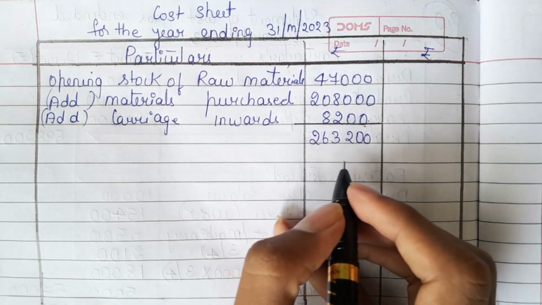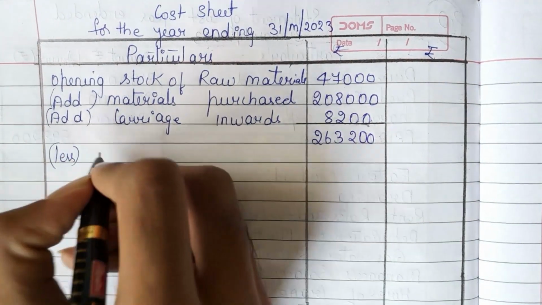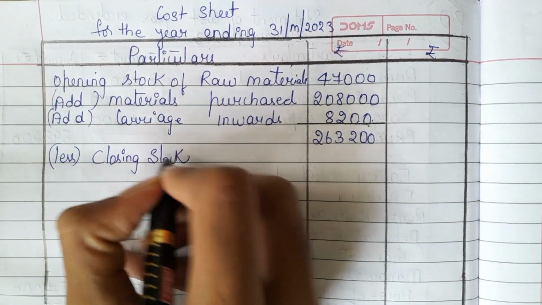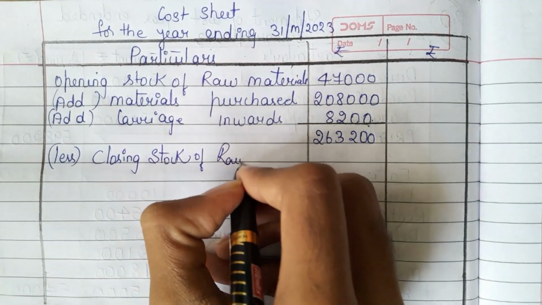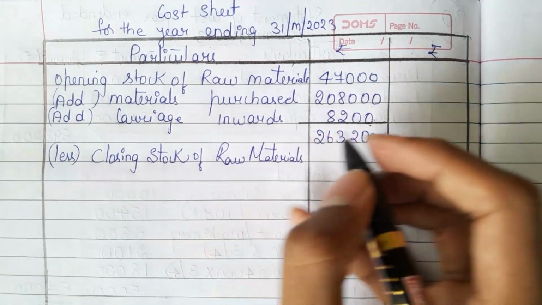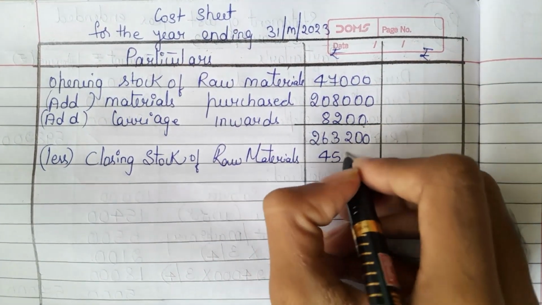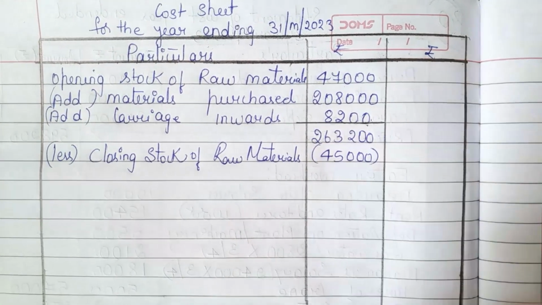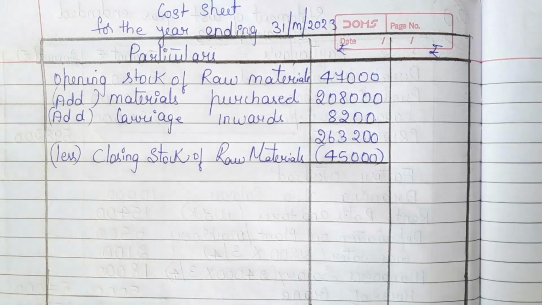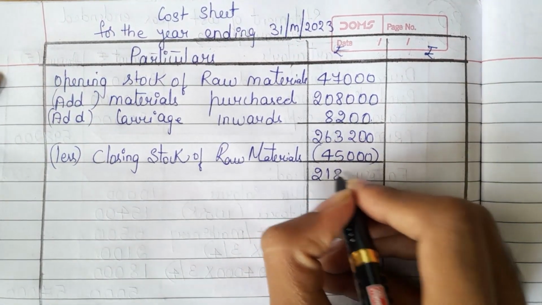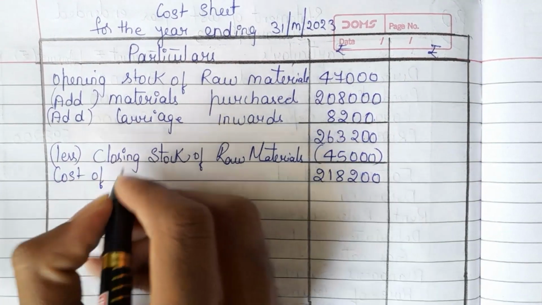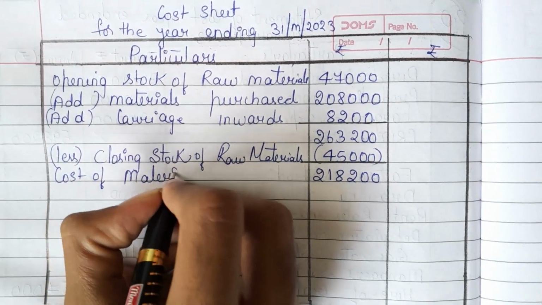When you add all these three things, you will get 2,63,200. Now from this you need to deduct the closing stock of raw materials. How much is the closing stock of raw materials? It is 45,000. Now deduct 45,000 from 2,63,200. We will get 2,18,200. Now what is this? This is nothing but our cost of material consumed.